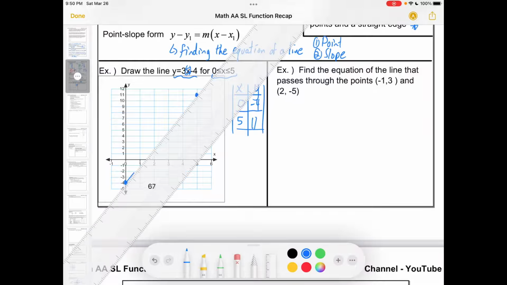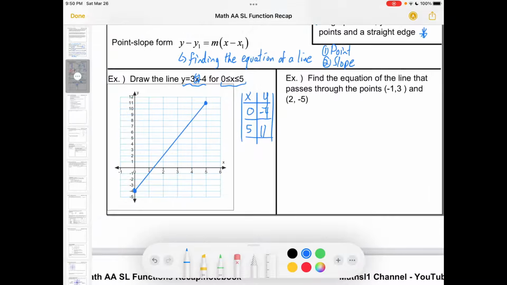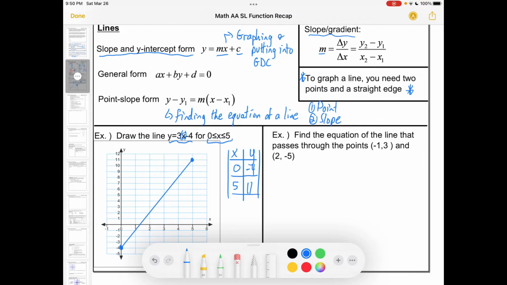I take out my ruler, and here we go. Not the only way that you could get the graph of this line, but certainly a way that works. The next question asks us to find the equation of the line that passes through these 2 points. And finding the equation of a line is probably something that will come up in tangents in calculus, as well as maybe for more basic questions like this one.